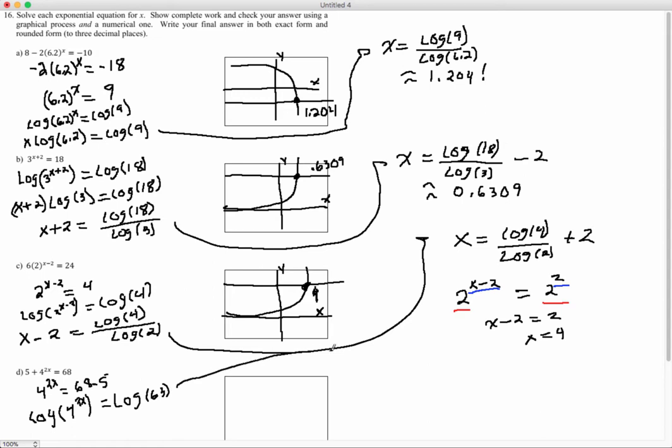All right, so I'm kind of already out of room, so let's come over here. And so what's that going to be? So that's going to be 2x is equal to log of 63 divided by log of 4. And then last move is going to get me that x is equal to log of 63 over 2 times log of 4.